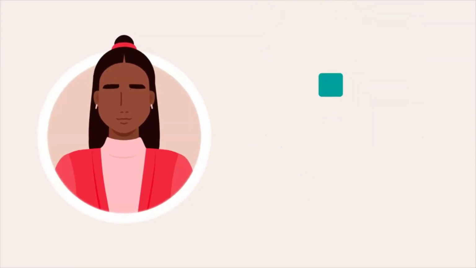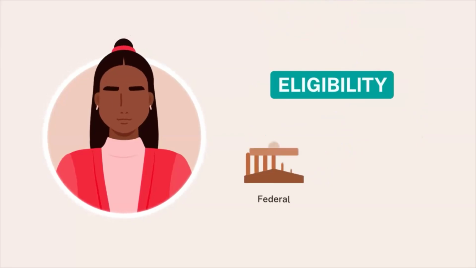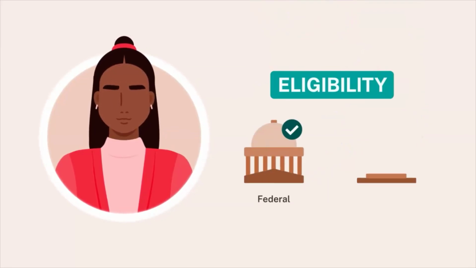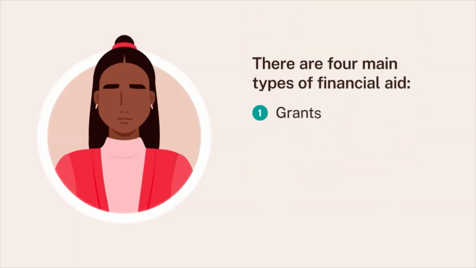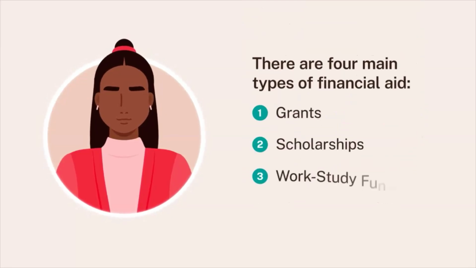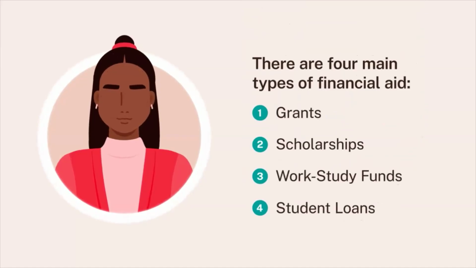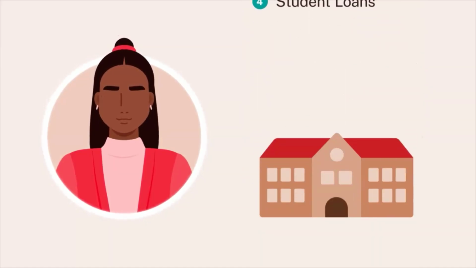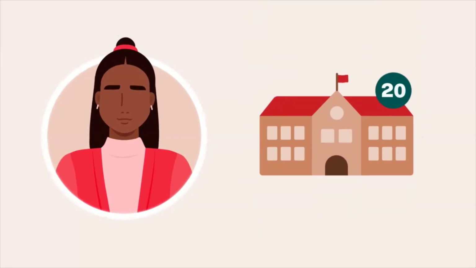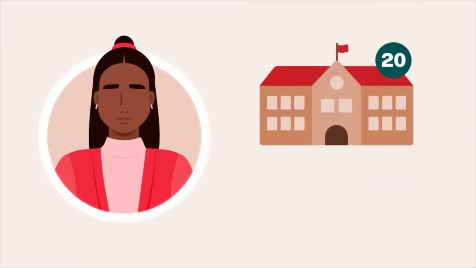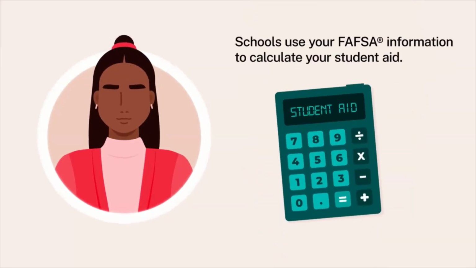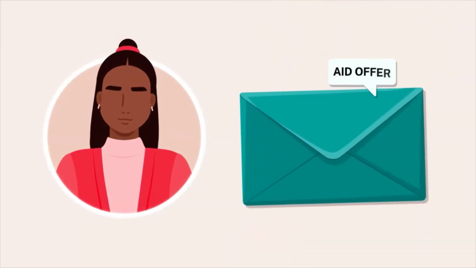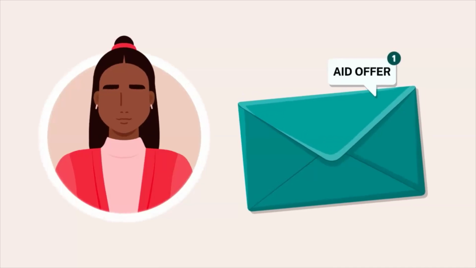The information you provide will be used to determine your eligibility for federal student aid, and many states will use your information to determine eligibility for state financial aid. This financial aid may include grants, scholarships, work-study funds, and student loans. When you complete the FAFSA form online, you can pick up to 20 schools to receive your information. Those schools will use the information to calculate how much student aid to offer you. Each school will send you an aid offer that details the types and amounts of aid available to you.